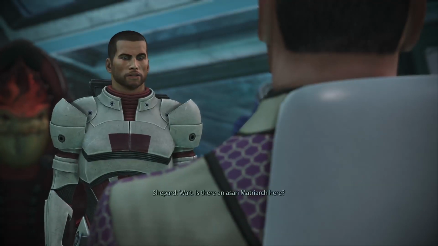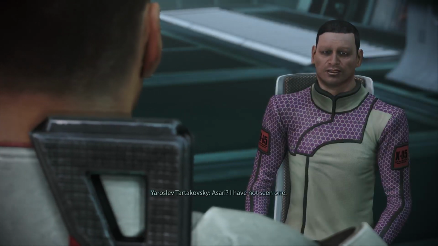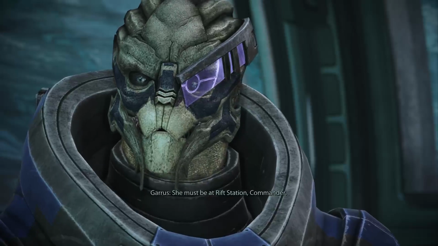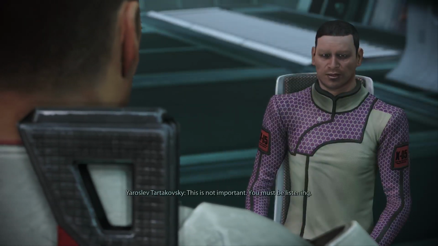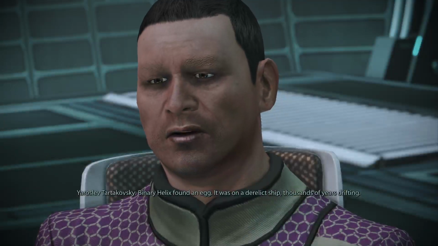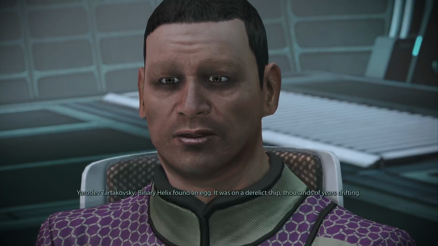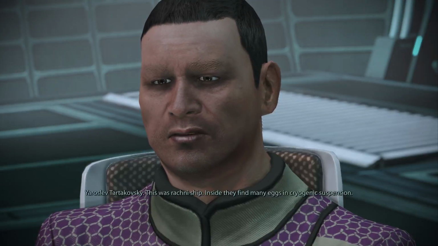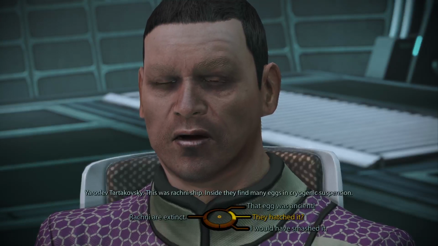Wait, is there an Asari matriarch here? Asari? I have not seen one. She must be a Rift Station commander. This is not important. You must be listening. Binary Helix found an egg. It was on a derelict ship, thousands of years drifting. This was Ragnar's ship. Inside they find many eggs in cryogenic suspension.